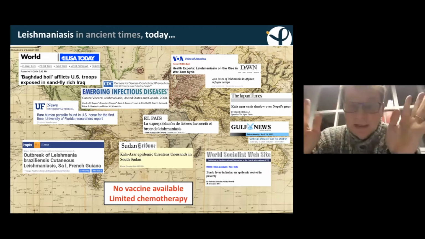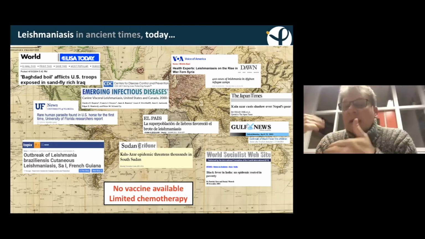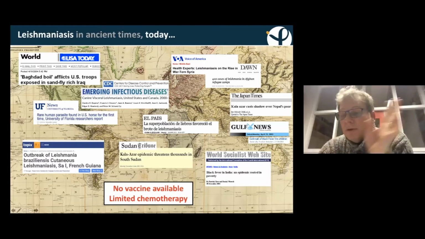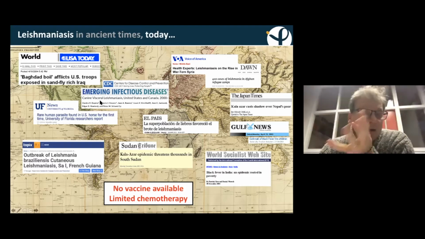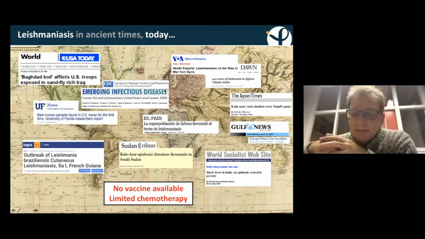I hope not as big as COVID, but fortunately, the European community invests a lot of money in Leishmania research because they know we need to act now and not when it's too late. And here's just some headlines, going between Nepal, the United States, and Africa. There are recurrent epidemics of this disease all the time.